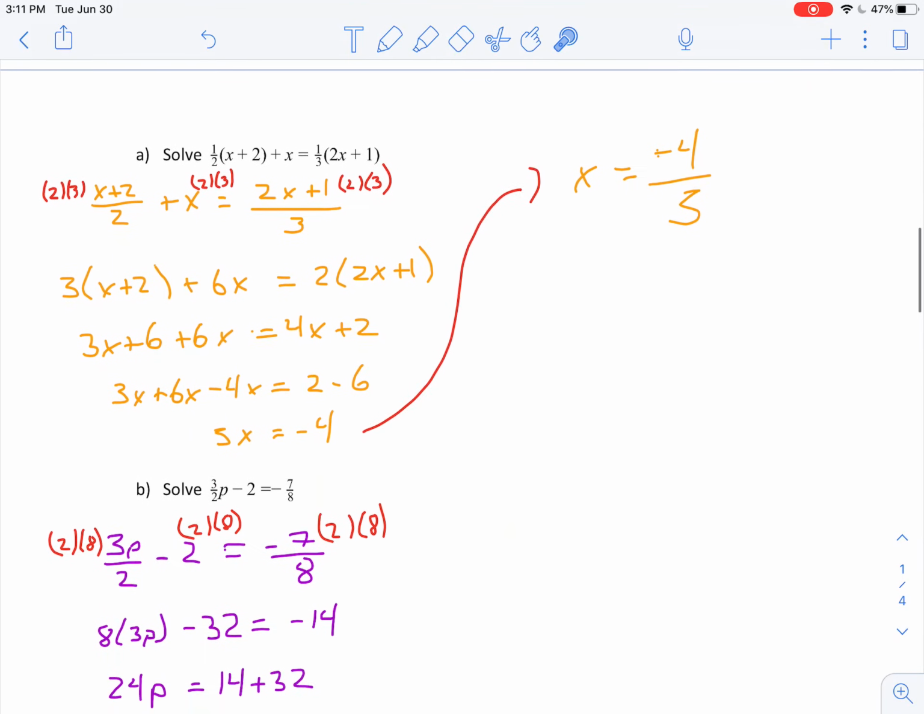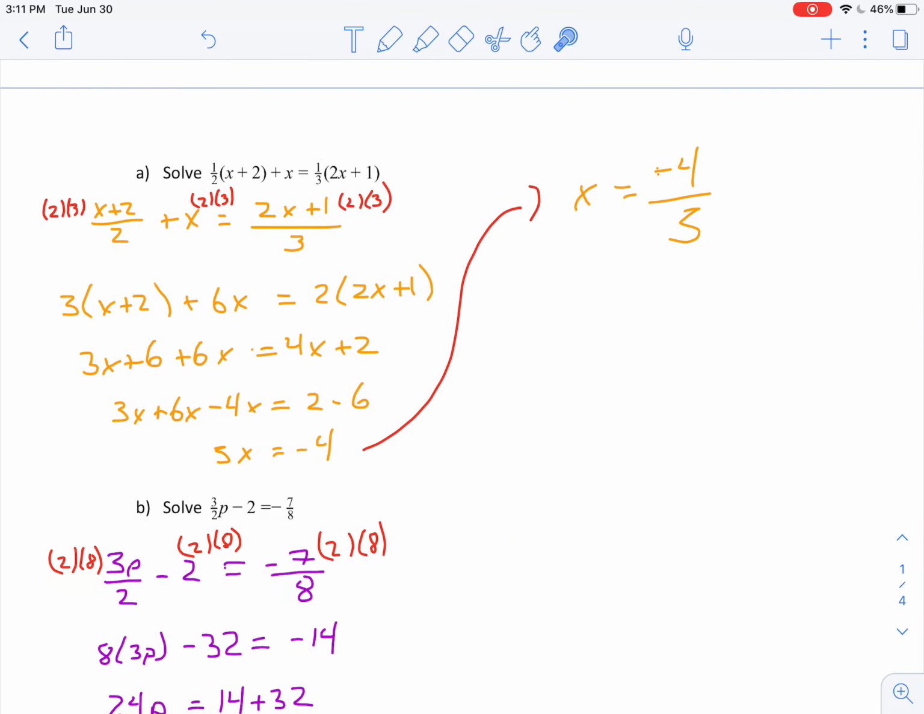Second example, we need to solve 1 over 2 times x plus 2 plus x is equal to 1 over 3 times 2x plus 1. So the new feature here is this another term of x. So I'm going to write it out, x plus 2 over 2, that's the same as 1/2 multiplied by, plus x is equal to 2x plus 1 all over 3.